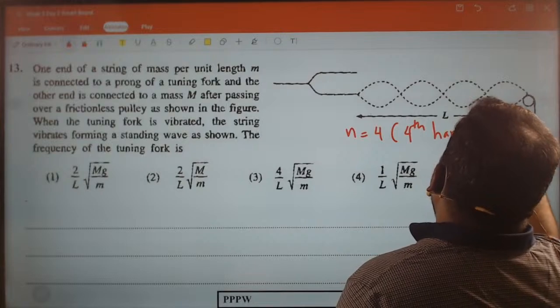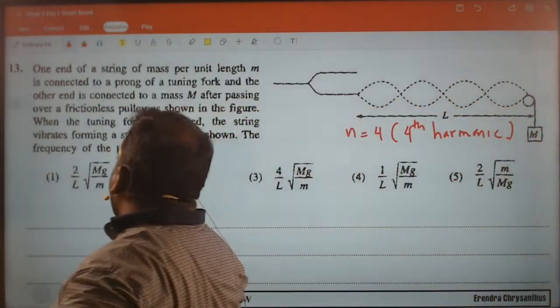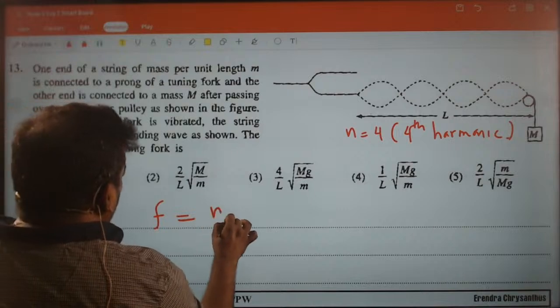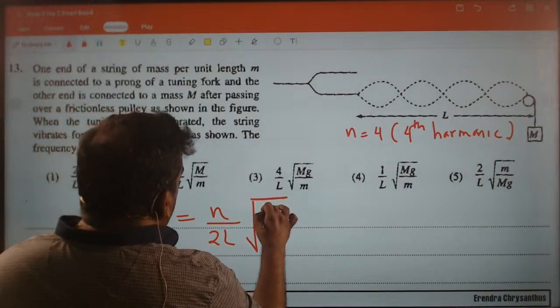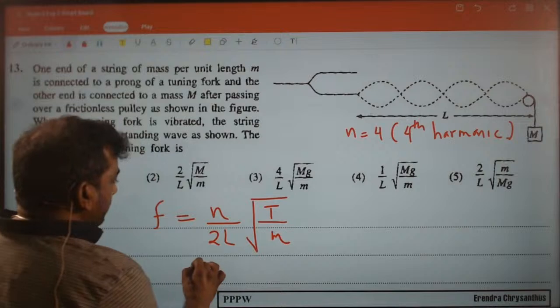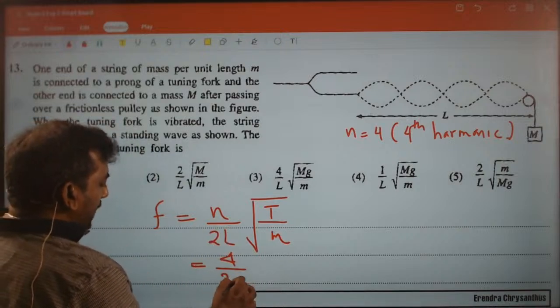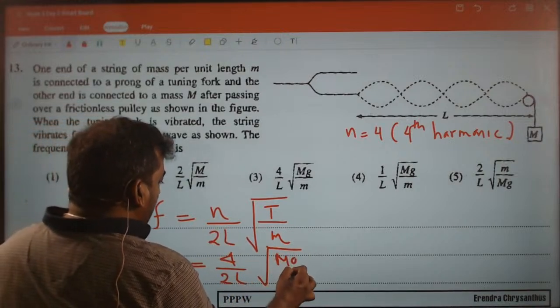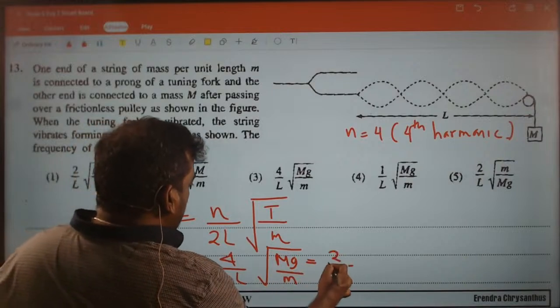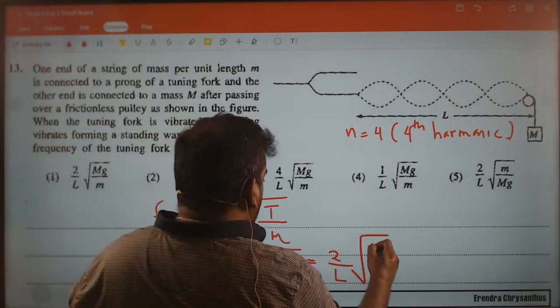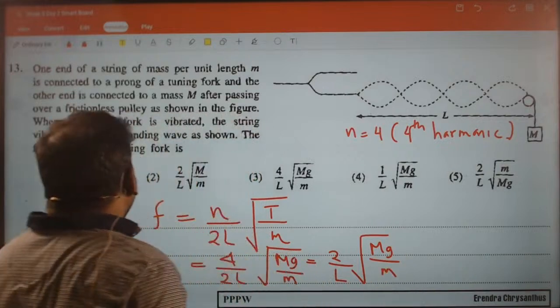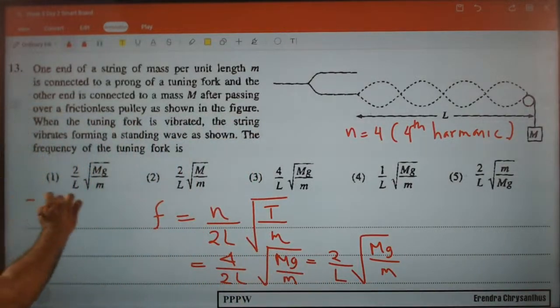Very simple. So what can you say about the frequency? f is equal to n over 2L square root of T over m. n is 4, so 4 over 2L. Tension is equal to capital Mg over m. So 2 over L times capital Mg over m. 2 over L means answer number 1. So question 33, answer number 1.